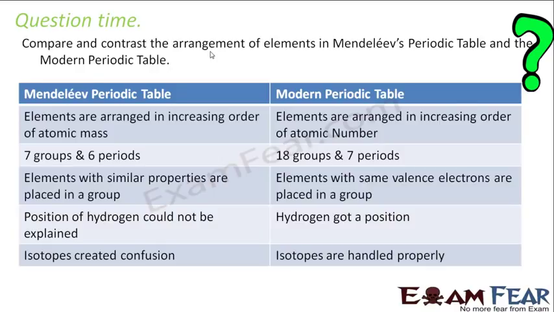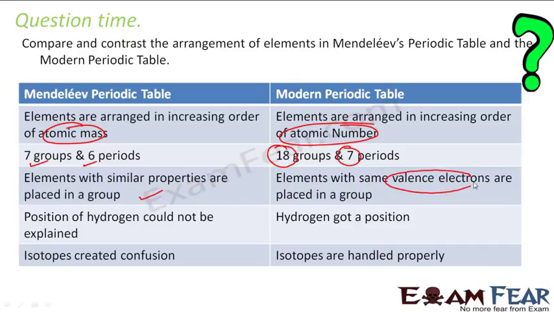Here's a comparison. In Mendeleev's table, elements are arranged on the basis of atomic mass. In the modern table, it is arranged on the basis of atomic number. There are 7 groups and 6 periods only in Mendeleev's; there are 18 groups and 7 periods in the modern table. Elements with similar properties are placed in a group in Mendeleev's, and here elements with the same valence electrons are placed in a group. Please note the difference here.